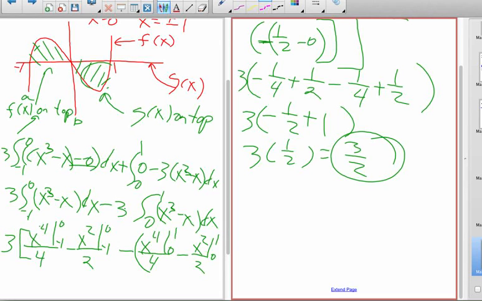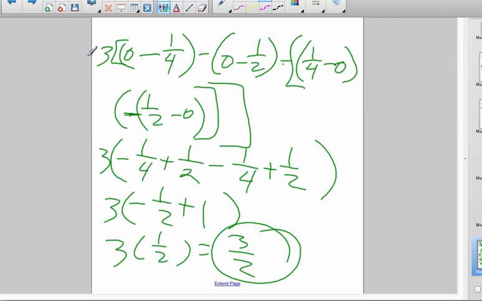Okay. Now, one more example here. And this one is really kind of different.